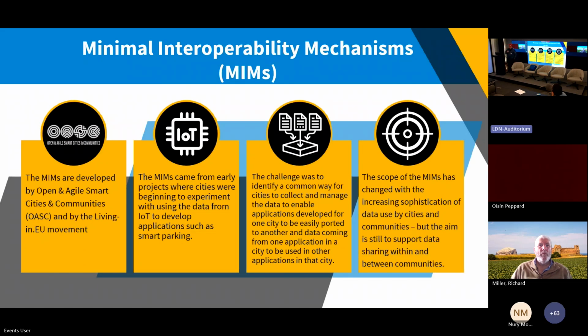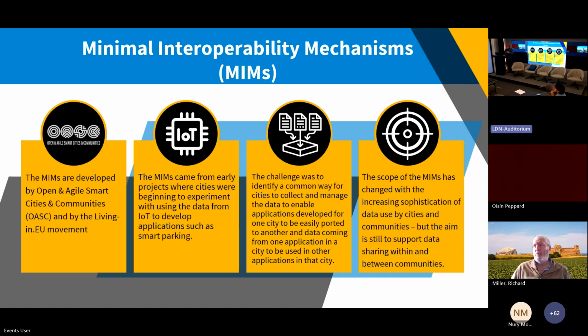Now, the history goes back really about 10 years, and we started to work on these where it was a very much simpler world, particularly for cities, where cities were just beginning to use IoT to develop smart initiatives. And what was needed was to find common, easy ways for cities to collect that data and to use that data that allowed the data that was being used for one project like smart parking or air quality to be easily ported to other cities that were following that same sort of process, or even within the city to other initiatives that were also handling data in that similar kind of way. So we focused on coming up with a number of minimal interoperability mechanisms that help cities in this very basic, simple way of handling data. And they've been widely used and well appreciated throughout Europe and in other countries in the world as well.